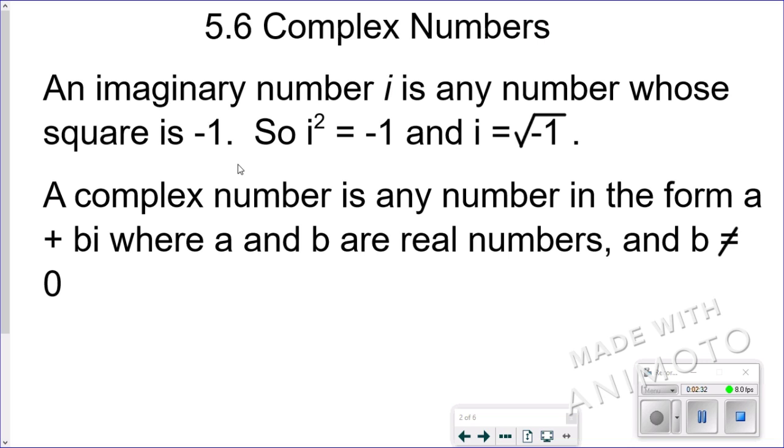A complex number is any number in the form a plus bi, where a and b are real numbers, and b cannot equal 0. If you think about it, if b equals 0, then there's no more i, which means it can't be a complex number.